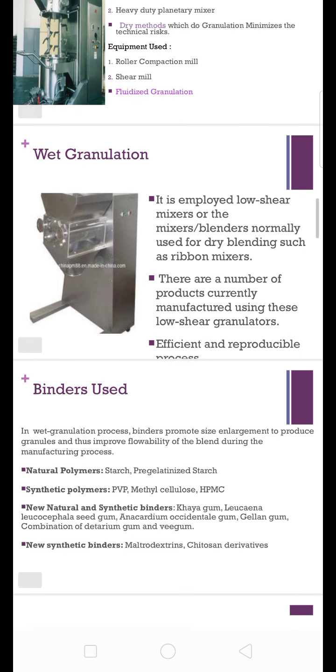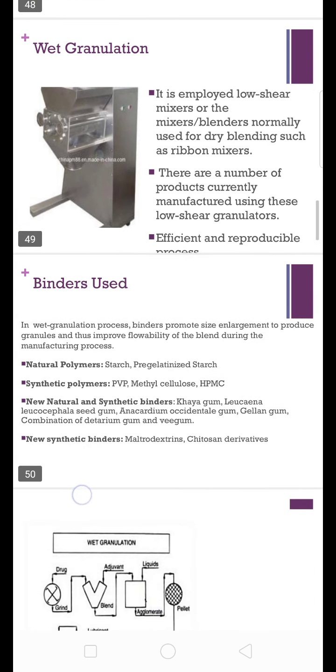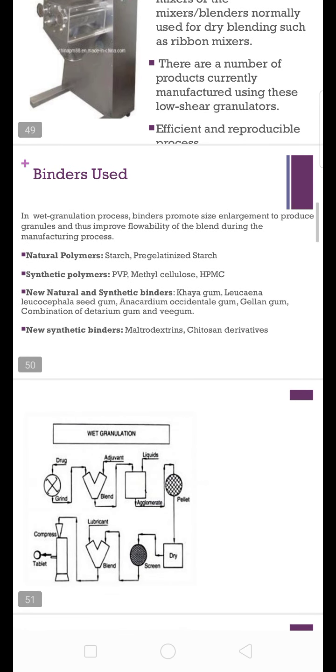Now the most widely used is wet granulation. It employs a low shear mixer, or a blender which is normally used for dry blending. When we require low shear, we use a technique called the ribbon mixer, which uses dry blending. There are a number of products currently manufactured using this low shear technique. It is an efficient and reproducible method. Every time you will get the same results.